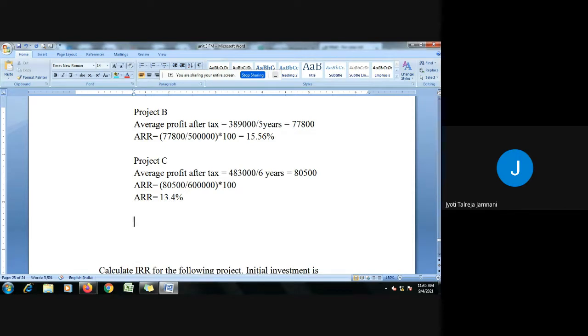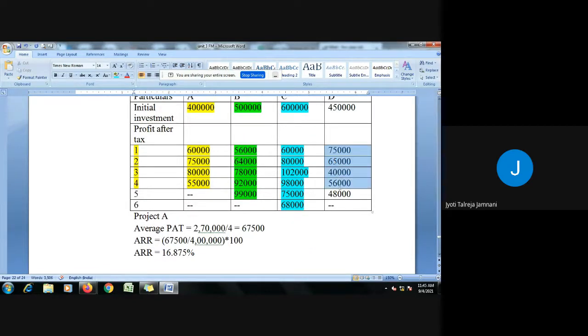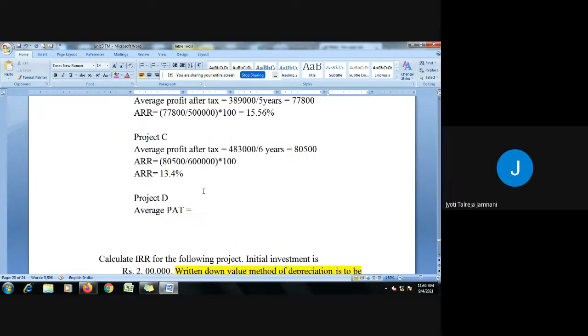Okay, similarly we have to do for project D. For project D, we find the average profit after tax, which is equal to the total of 5 years in the project. So all the 5 years total we have to take: 75 plus 65 plus 40 plus 56 plus 48. So the total comes to 2,84,000. 2,84,000 divided by 5 years, we'll get the average profit after tax as 56,800.